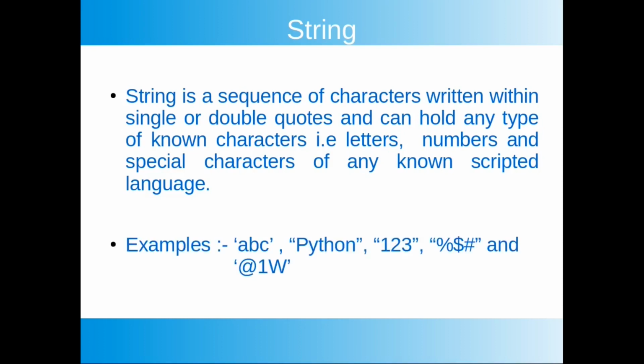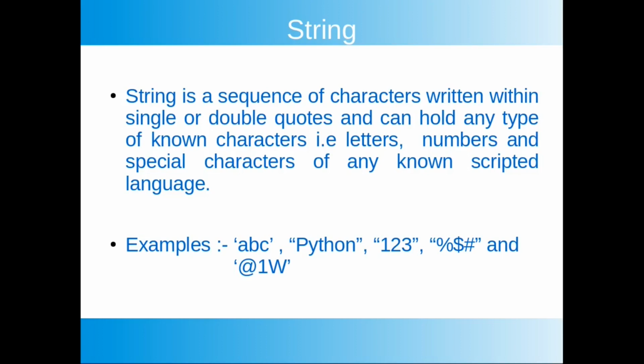For example, ABC, which is written in single quotes, Python, which is written within double quotes, and a number, that is 123, which is written within double quotes. Remember that here the number is written within double quotes, so it behaves like a string, not like a number or numeric value.